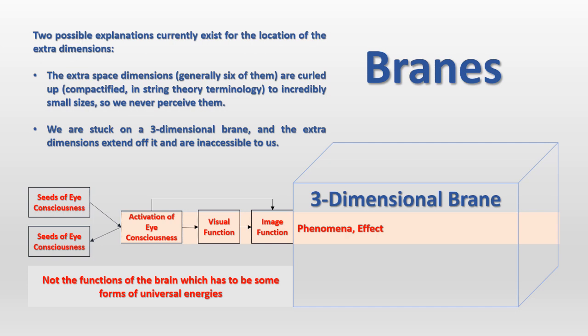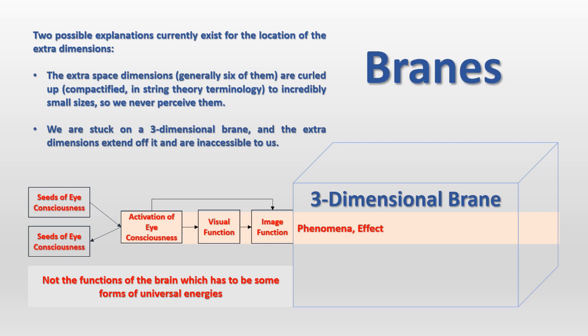In string theory, there are two possible explanations for the location of extra dimensions. First, the extra space dimensions are curled up to incredibly small sizes, so we never perceive them. Second, we are stuck on a three-dimensional brane, and the extra dimensions extend off it and are inaccessible to us. Yogacara Buddhism denies consciousness as function of our brain but activation of seeds of consciousness. For example, seeds of eye consciousness.